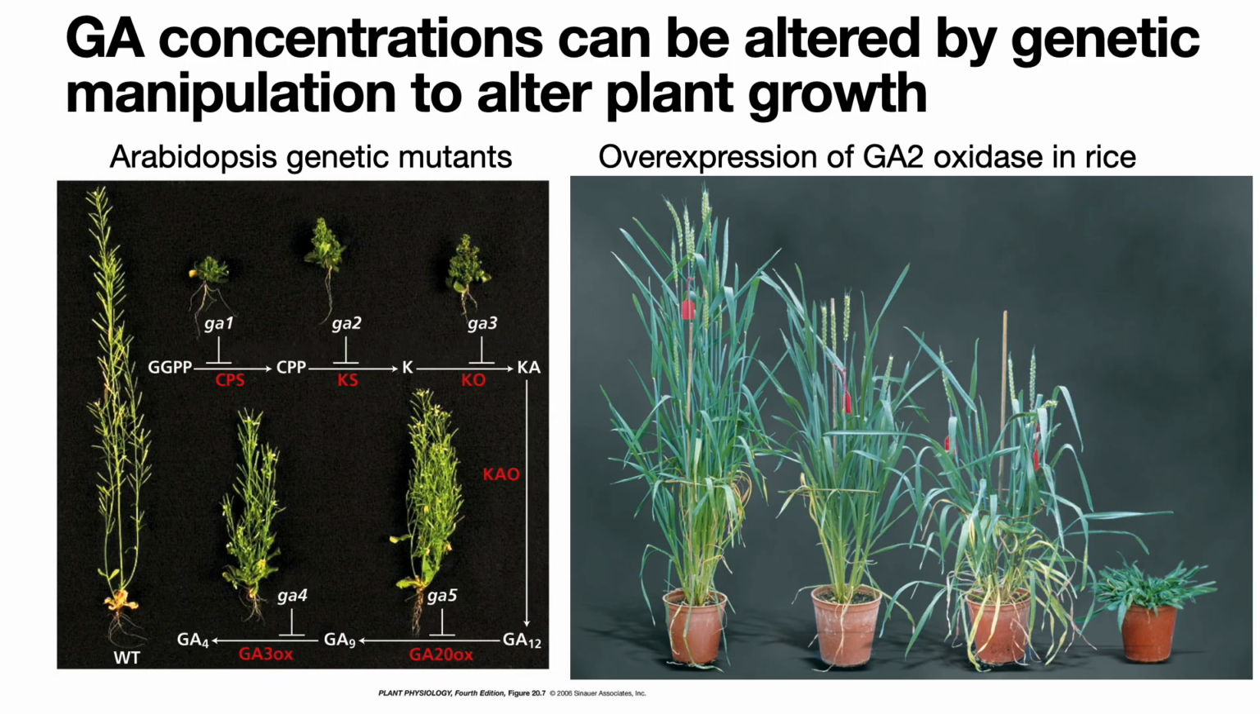Here you can see the impact of GA on plant size. In the left figure, you can see the wild-type plant versus each of the Arabidopsis mutants along the GA biosynthesis pathway. In the right figure, you can see the impact of increasing overexpression of the GA2 oxidase in rice, which inactivates the bioactive GAs, resulting in smaller plants.